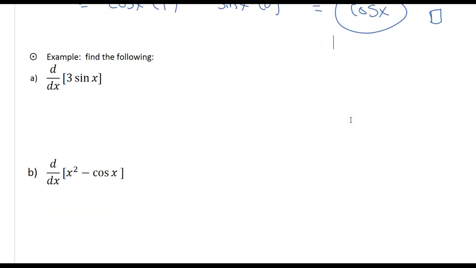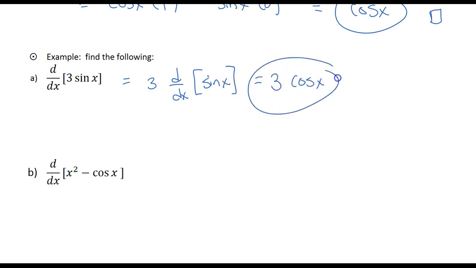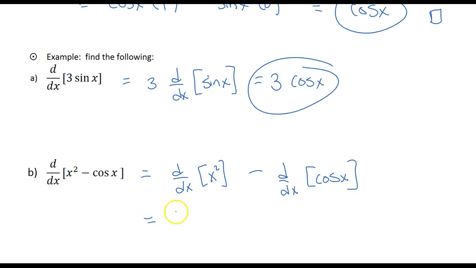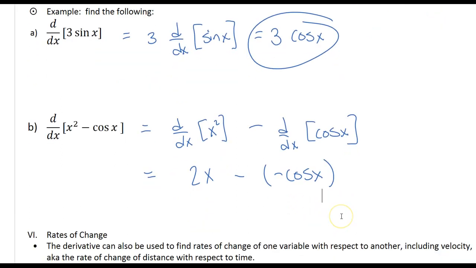The derivative with respect to x of 3 sine of x would be 3 times the derivative with respect to x of sine of x, which would be 3 times cosine of x. That would be your answer. And for the second one, we could say the derivative with respect to x of x squared minus the derivative with respect to x of cosine of x. So the first derivative is 2x. The second one is negative cosine of x, so be very careful with your negatives there because they are going to end up canceling each other out. So I get 2x plus cosine of x as my answer.